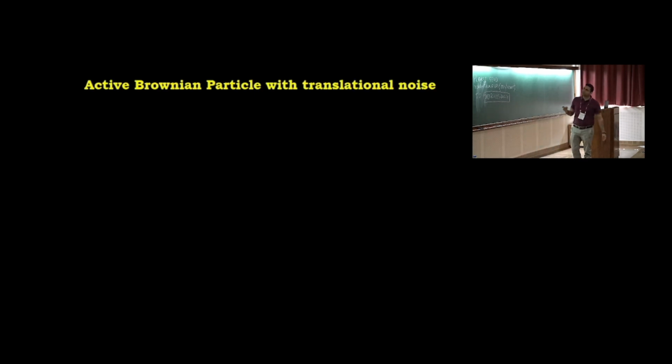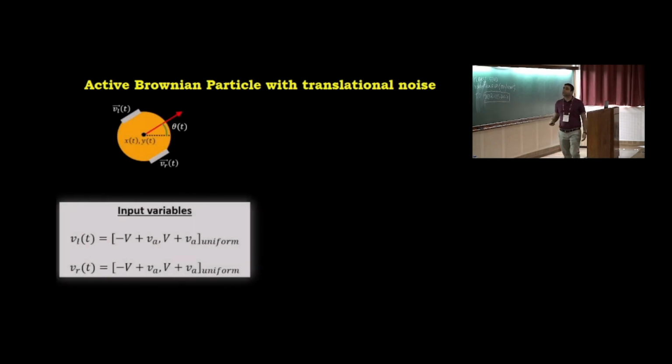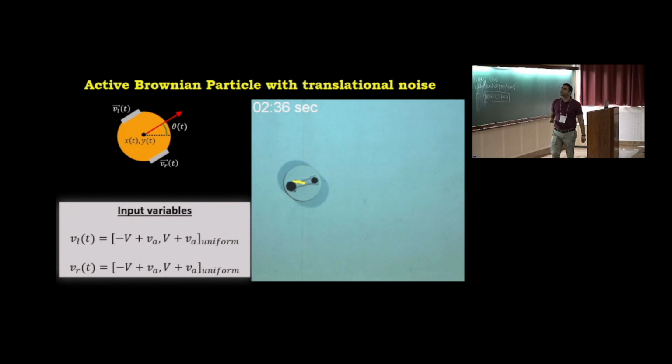So the next thing that we wanted to try out was an active Brownian particle with translational noise. So it's like you have some ambient temperature. In order to do that, we just input two random numbers with some non-zero mean, which is VA, and we put these values in at every instant of time. Here VA sets the active velocity, and the noise comes from these random numbers. And when we do that, this is how the typical dynamics look.